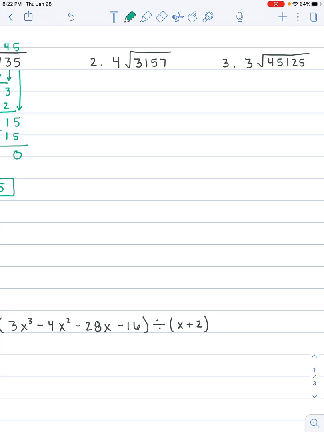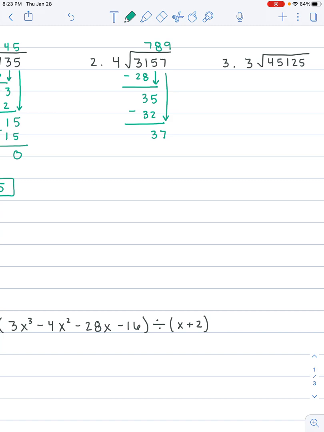All right. So first question here, how many times does 4 go into 3? Well, it doesn't. So now we're going to ask ourselves, how many times does 4 go into 31? 4 goes into 31 seven times. 7 times 4 is 28. And we're going to subtract it. 31 minus 28 is 3. Drop down that 5. How many times does 4 go into 35? 4 goes into 35 eight times. 4 times 8 is 32. We're going to subtract them. All right, 35 minus 32 is 3.